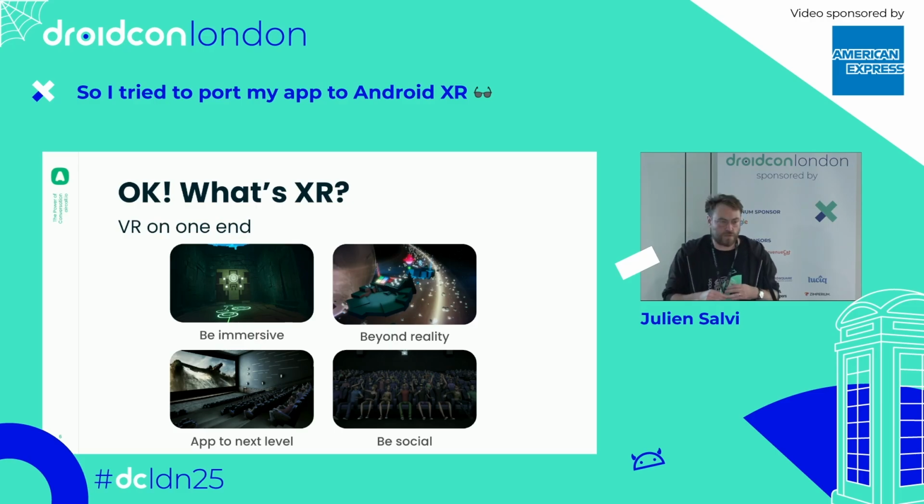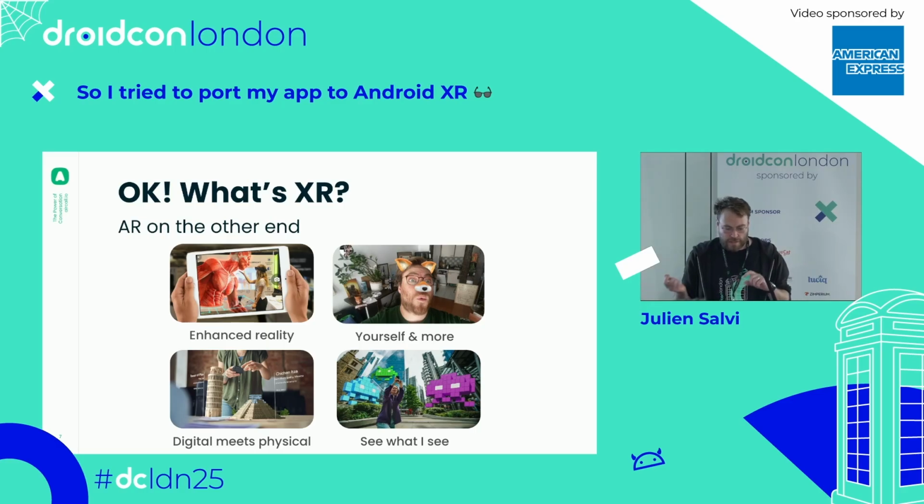VR is also meant to be social. You share the experience, share what you think, where you are. That's the main component of VR. On the other hand, with AR you enhance reality, you enhance yourself with some crazy stuff like filters and things like that. It's where the digital world meets the physical one. So you place objects and you are aware of the real world components. And there's also a social part where people can interact and see what you place on the scene.